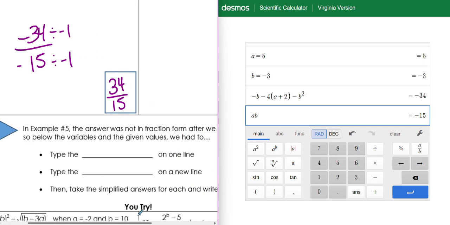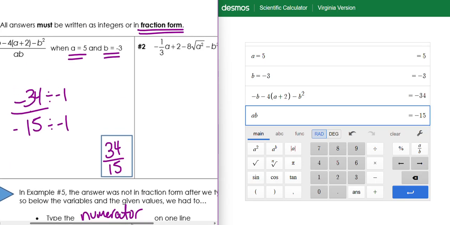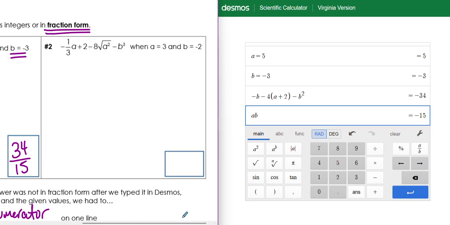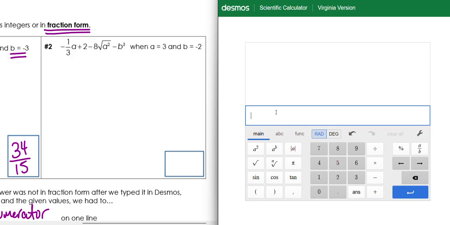So when we want our answer in fraction form, we're going to type the numerator in one line, the denominator in another, and then write it as a fraction and simplify it. This one will not require that. There is no fraction sign here. So I'm going to clear everything out. If you keep those, it's going to still think b is negative 3, but we're changing b to negative 2. So we want to change that out. A is 3, b equals negative 2, and then we'll type our expression.